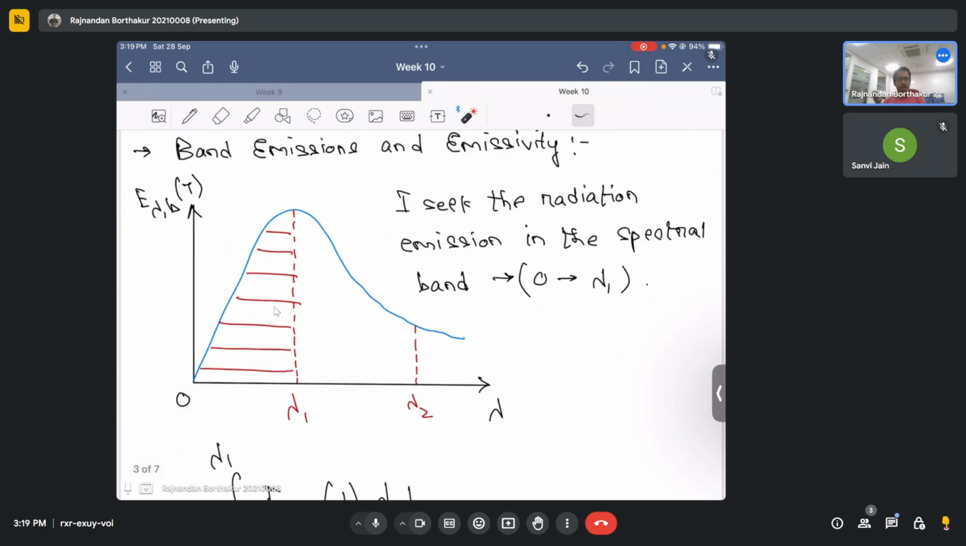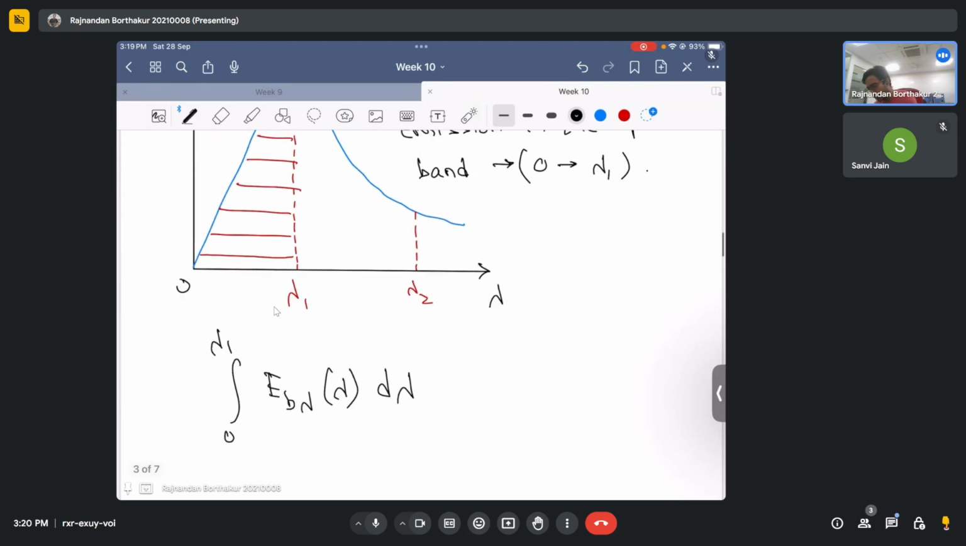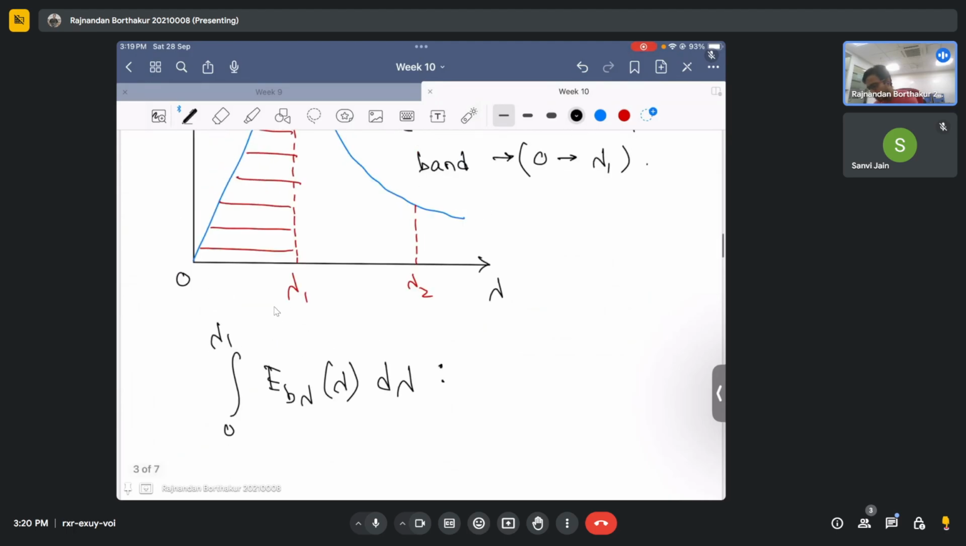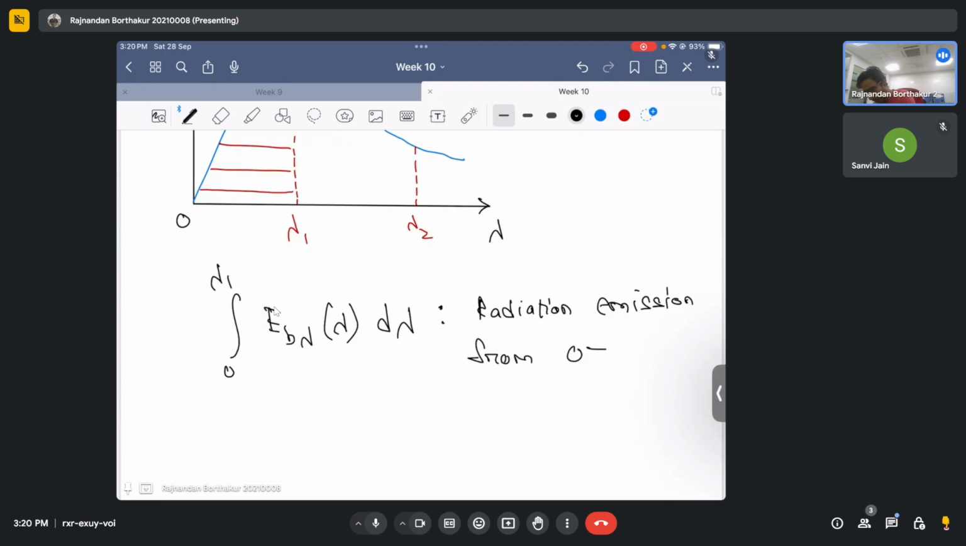Which now means that if I ask you what will be the total radiation emission from the entire wavelength, is it a way of saying that if I just integrate this, this is the answer to radiation emission from 0 to lambda 1.